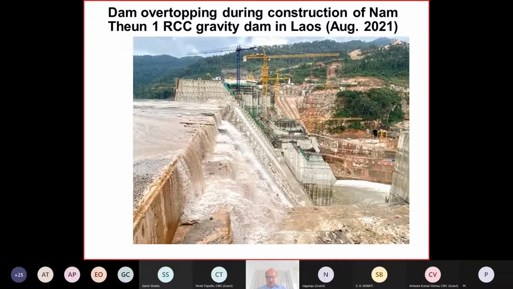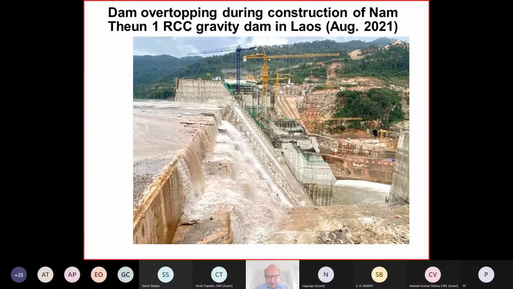This is the Namtön 1 from last August. And as you see, this is an RCC dam here. And in this RCC dam, there was also a heavy flood. It reached this level and it exceeded the diversion flood and it overtopped the dam, as you can see here.